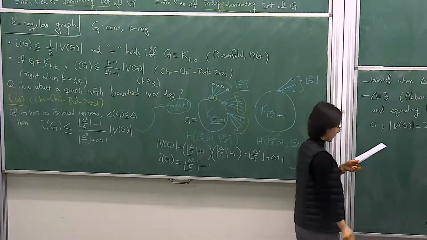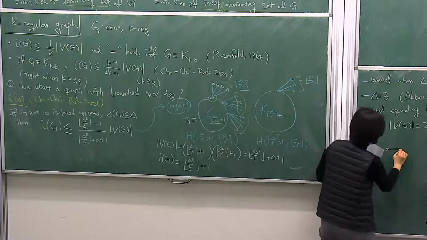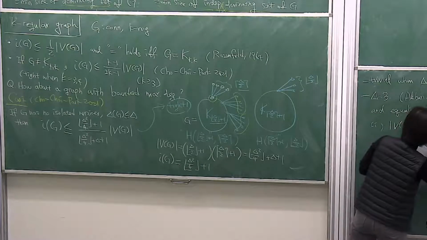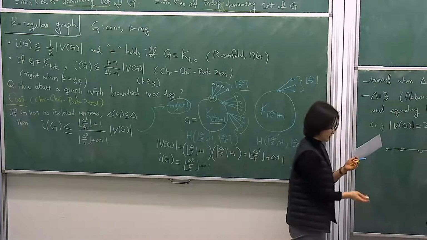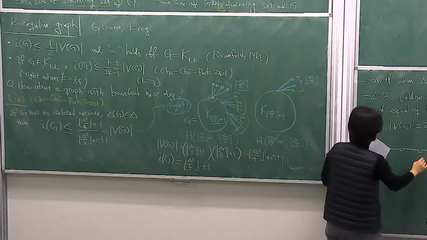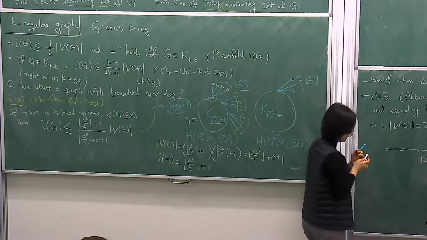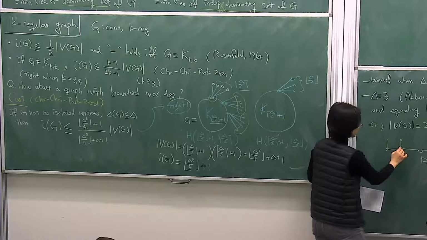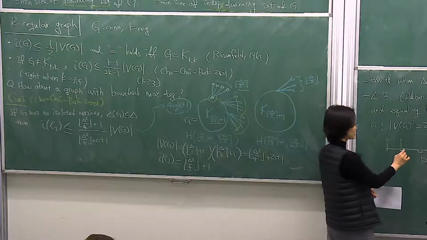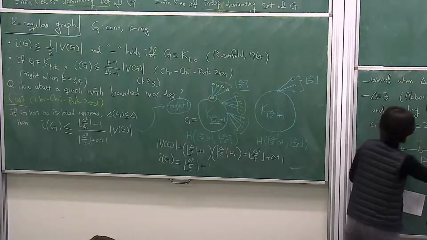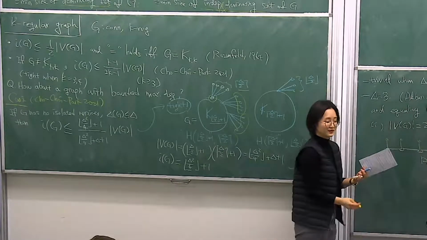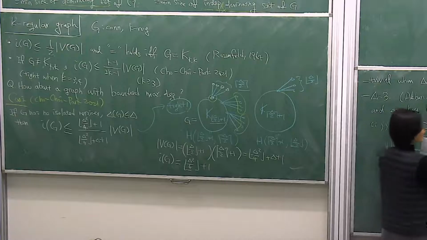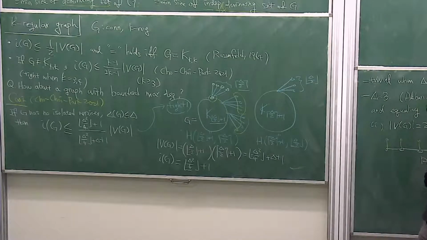So here, the corona of a path means we have a path with m vertices, and then to each vertex on this path we add a spike vertex, like this. And similarly, for this cycle, we can add this.